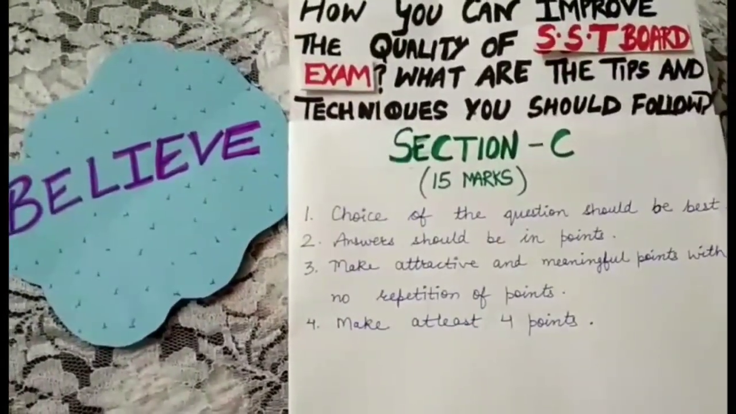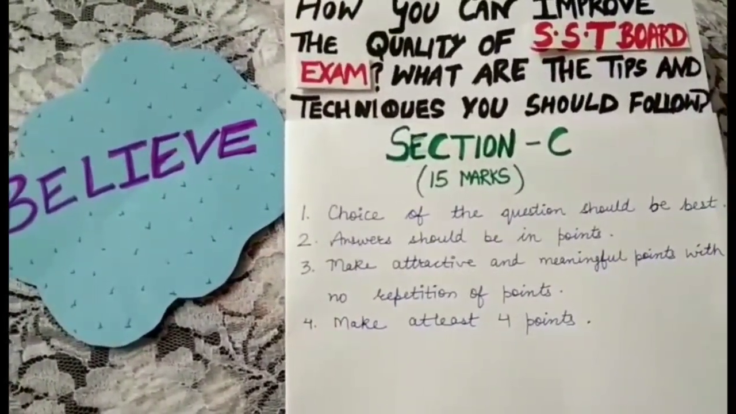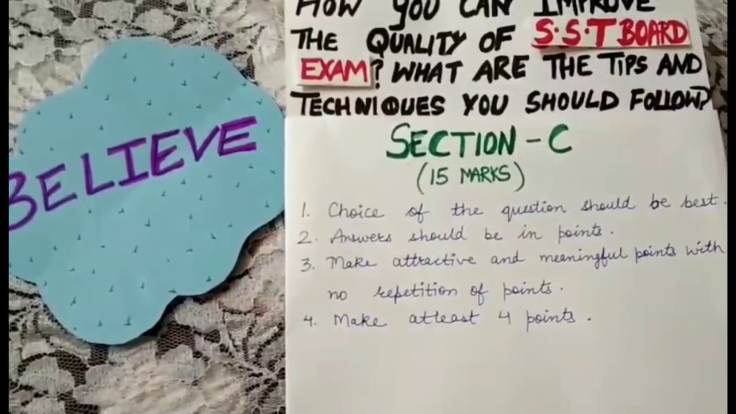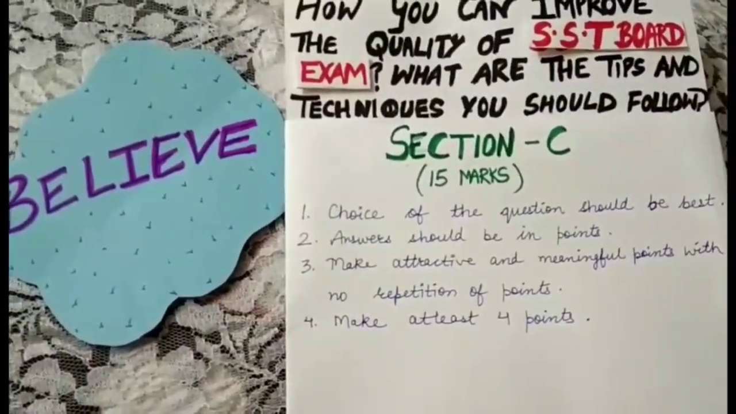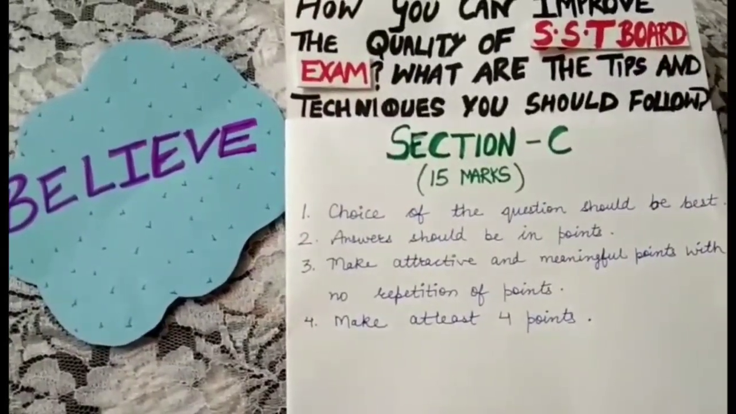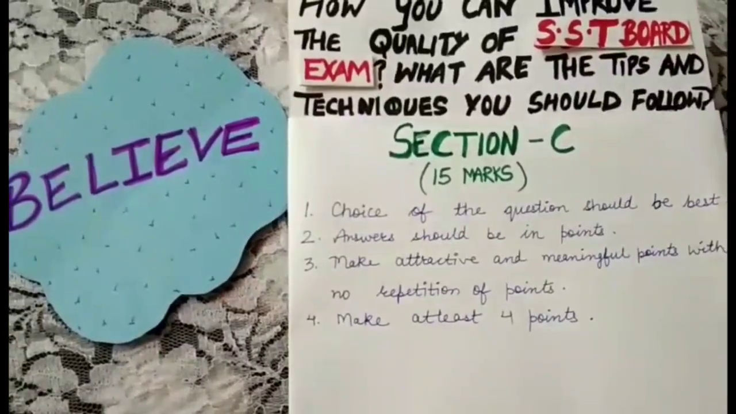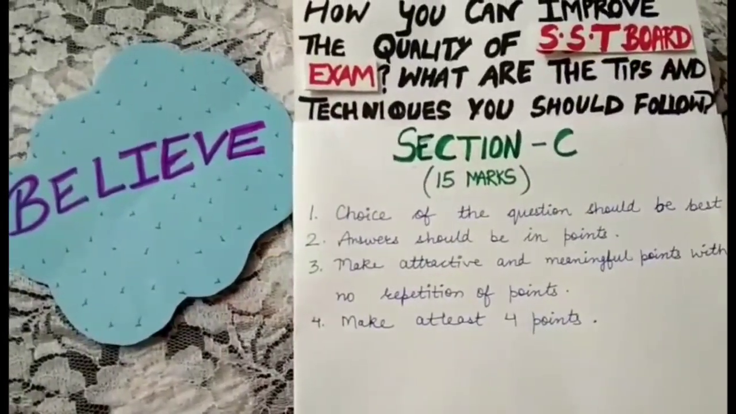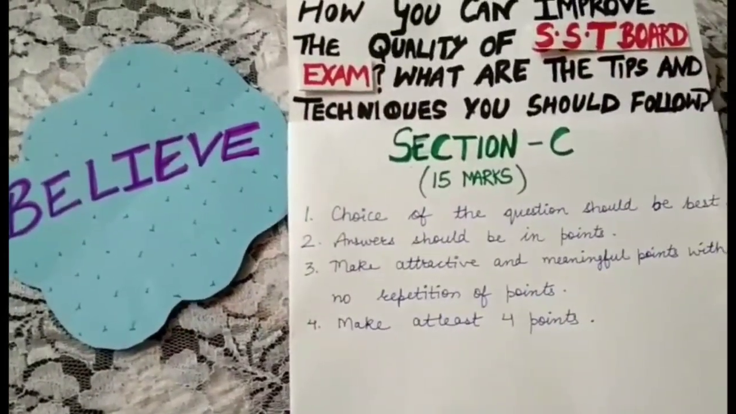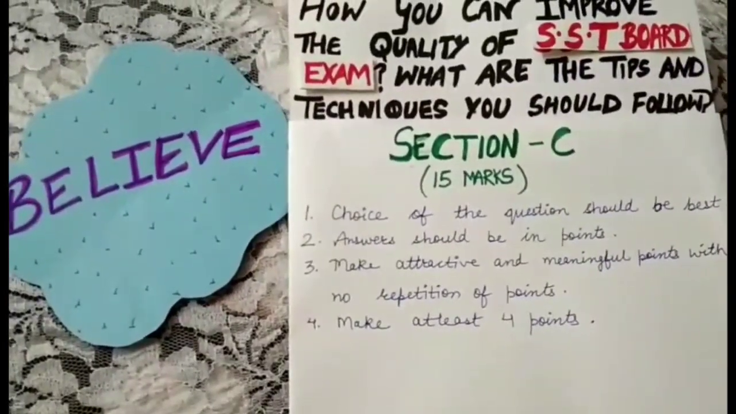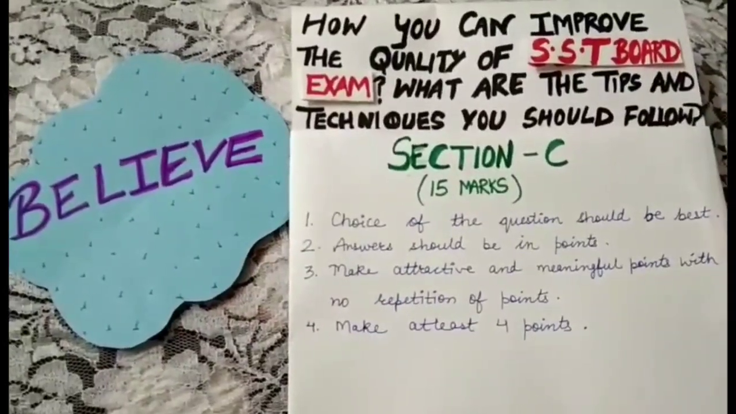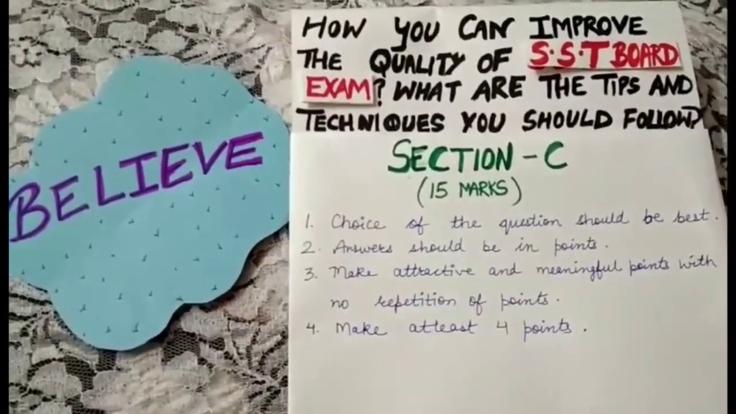So the first tip for section C is that the question which you are choosing should be the best. It means that the way you have chosen the right question in section D, similarly you have to choose the best question in section C also. Choose the question in which you are confident, the one in which you can write well, and write your best. As I told you in section D, you have to write well. You have to choose the question in which you are most sure that you can write.